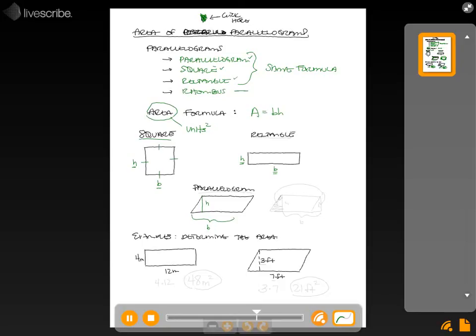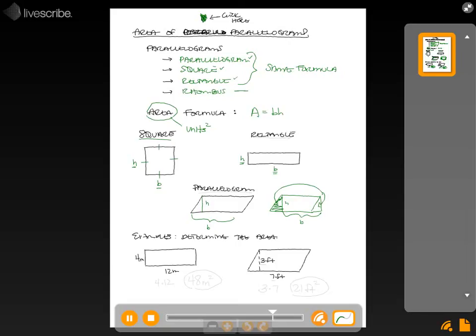Okay, now I'm going to redraw this and show you what actually happens. If we were to cut that triangle off, what's going to happen is that it's actually going to fit in the end over here. So this would be gone, and then we end up with a rectangle, which would be base times height. So that's why a parallelogram ends up having the same formula as a square and a rectangle, because we could cut that triangle on the end off and just shift it around to the end.